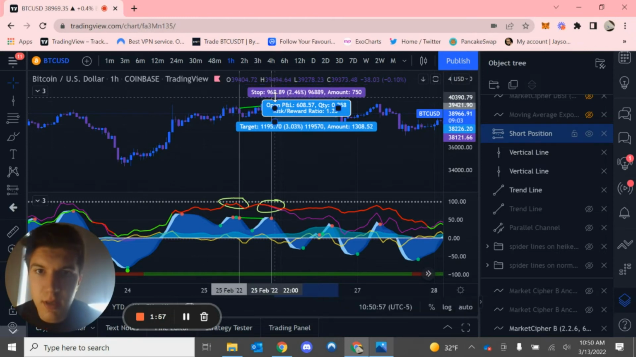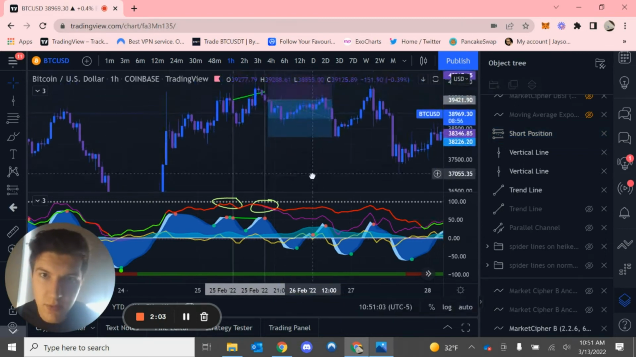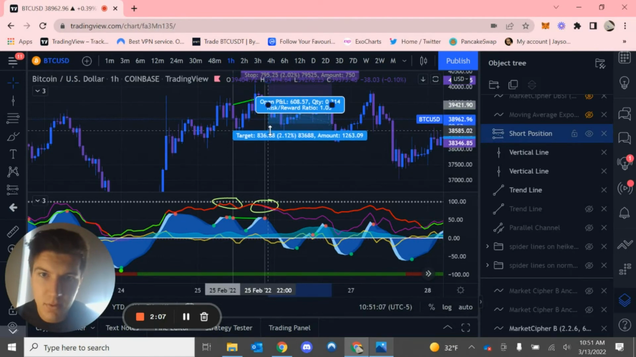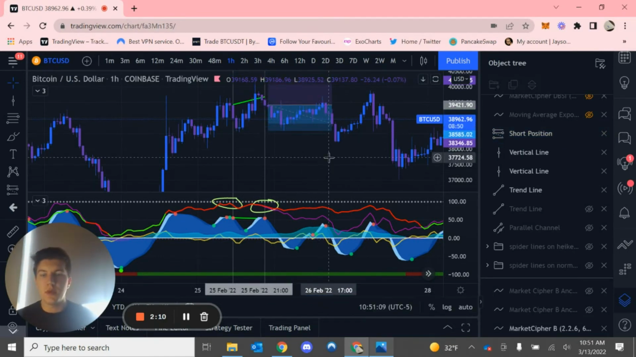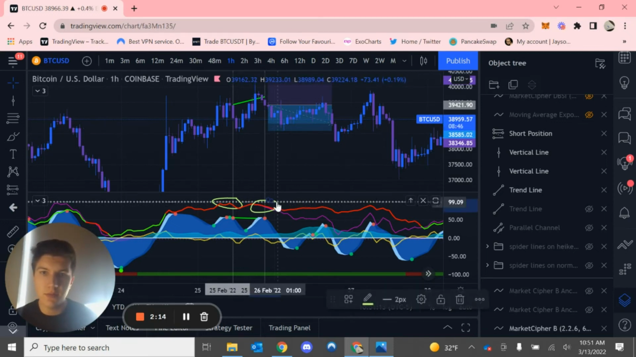And we're going to put our stop loss at 2%. Next, we're going to set our take profit at 2%, like so. And here we would add another winning trade using Market Cipher B.